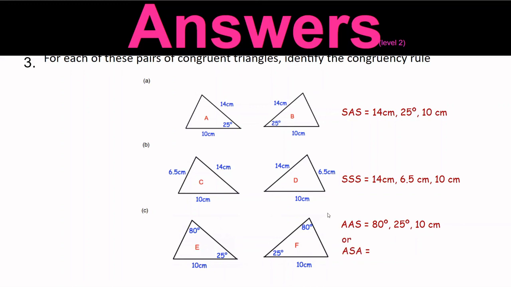That is by finding the third angle. If these 2 angles are 80 degrees and 25 degrees, 80 plus 25, that makes 105. The last angle must be 75 degrees in both cases. So we've got angles of 75 degrees, sides of 10 centimeters, and angles of 25 degrees in both cases.